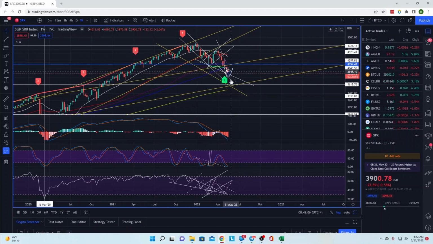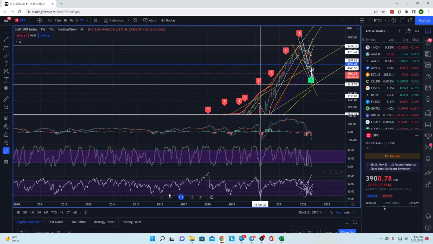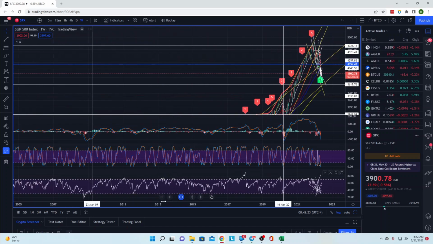And again, I think at this point it's totally feasible to believe that 3,600 or 3,300 could be in the cards. But again, we keep talking about it. I mean, it can only get so oversold on the weekly, and the worst that you can even see on this chart would be March of 2020. We all know what happened then, and then the last time would be October of 2008.